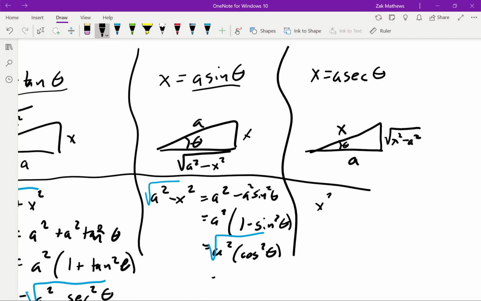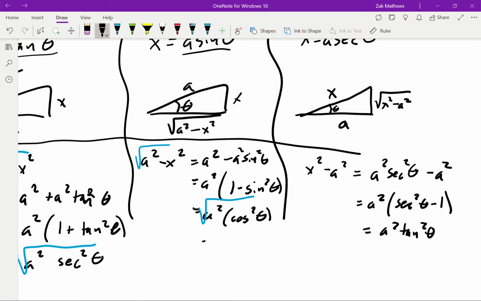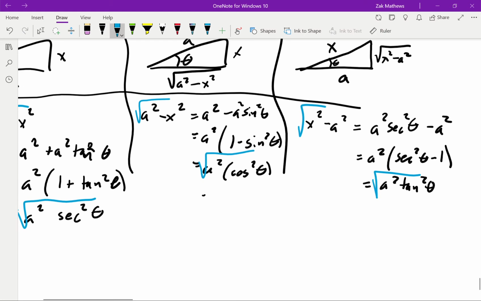And finally, let's take the x squared minus a squared. We're replacing the x here with a secant theta. Once again, we can factor out the a squared. And then secant squared minus 1 is tangent squared. So like I said, we've chosen them in such a way that we end up with a nice answer. We don't have to worry about switching the negatives. But again, if we were to have that under the square root, we end up with a very nice result.